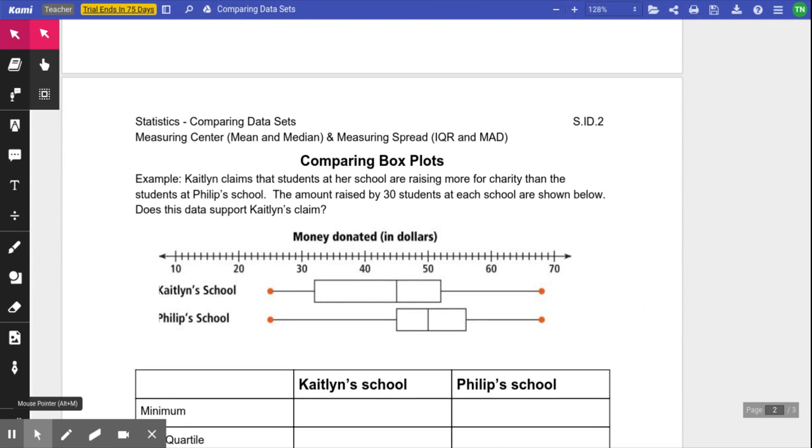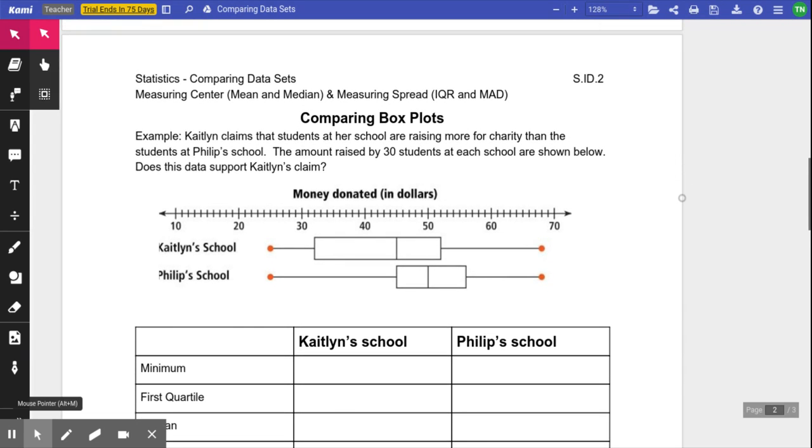Here we go. So now if I'm going to consider a box plot situation, and I'm going to compare these two, I'm going to read this with you, and we're going to get a chance to see if we can help this student out. This example says, Caitlin claims that the students at her school are raising more money for charity than the students at Phillips School. The amount raised by 30 students at each school are shown below. Does this data support Caitlin's claim?